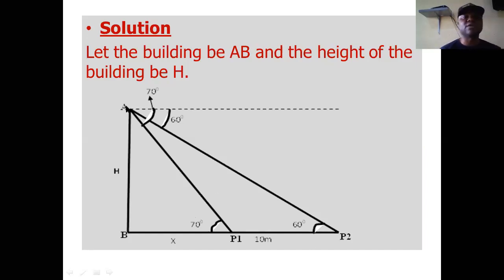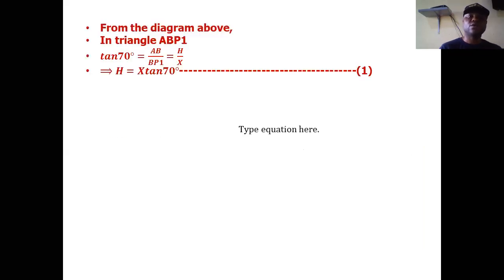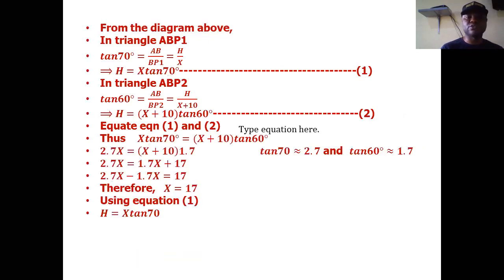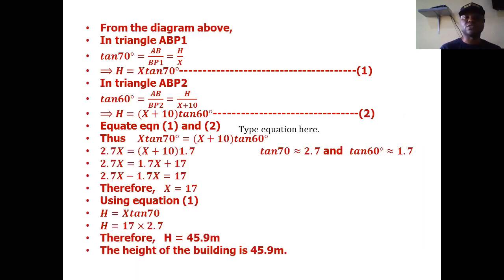Or we can use triangle ABP1 to calculate H. But once we form the equation for H in terms of X and get X, we can substitute the value of X and calculate H. Follow me to the next slide and see how we solve this problem. Here you can see the step-by-step problem, with the diagram as we do it step by step.